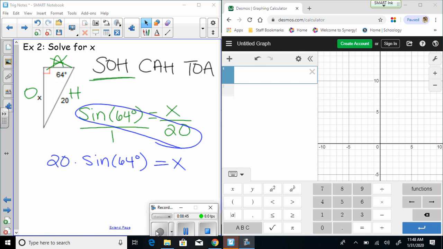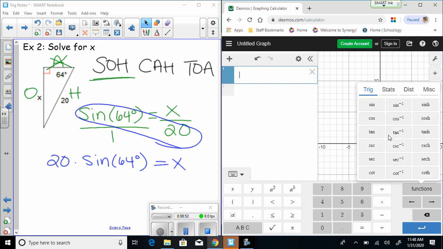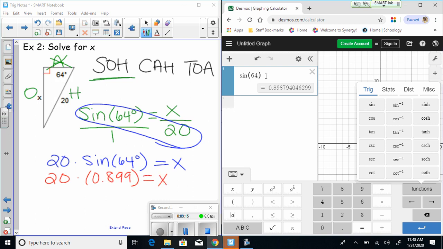Now we just need to figure out what is the value of sine of 64. And so you can, again, hit the functions button in the Desmos, trig comes up, hit sine, or you can just type in sin, and then in parentheses, put the 64. And now we know the sine of 64 is 0.899 rounded, so we'll go with that. So we get 20 times 0.899 equals x. And then we're just going to multiply these two things together.